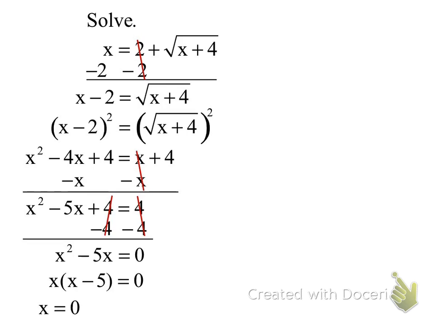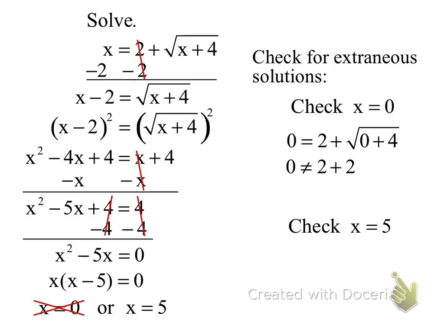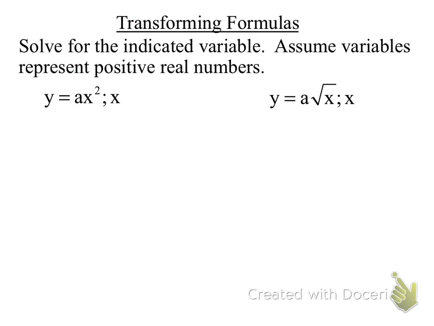X is equal to 0, and x minus 5 equals 0 is equal to 5. X is equal to 5. And now we have to try them both. Is there an extraneous solution? Yes. 0 is the extraneous solution. We check our 5. It works. And now we move on.